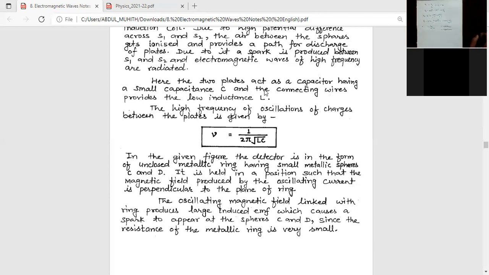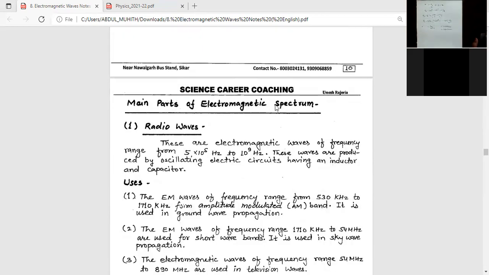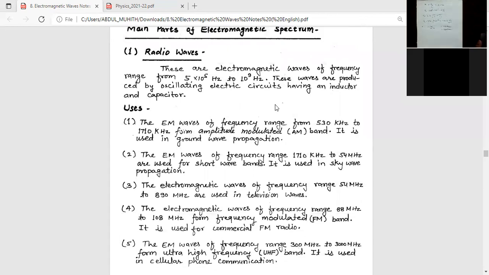Now, next one. We'll go with the parts of the electromagnetic spectrum. How is the electromagnetic wave spectrum divided? See, this is the visible region. This is the infrared, IR region. Then microwave. Then we have radio waves.